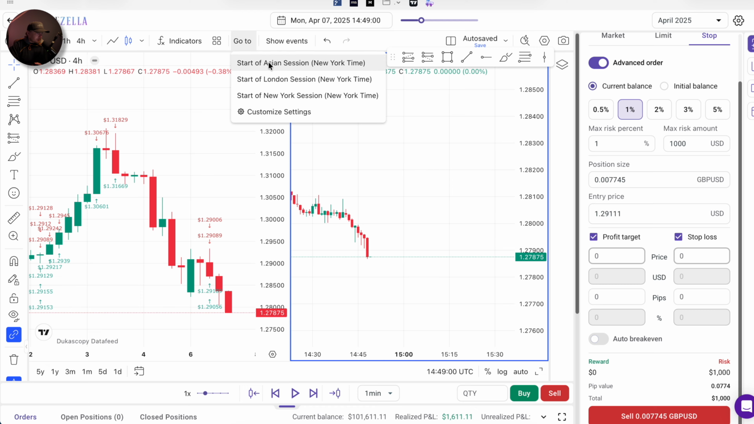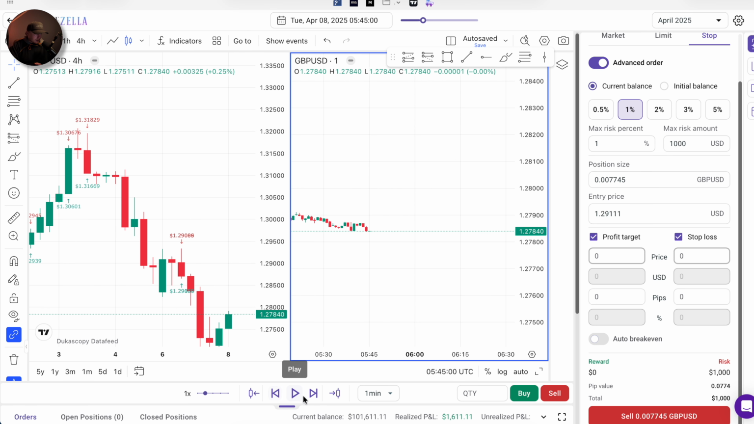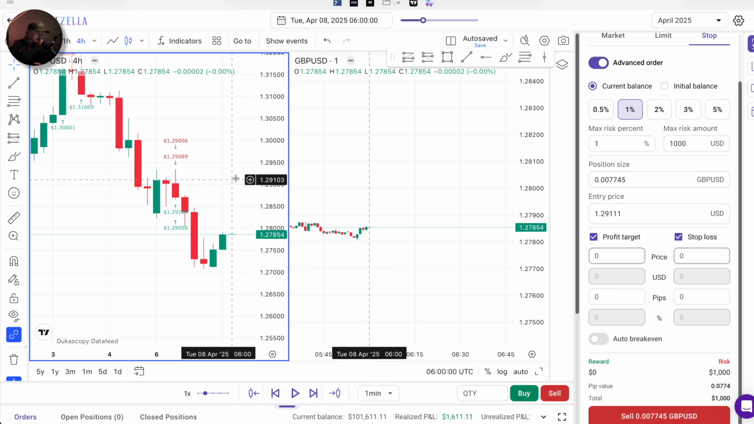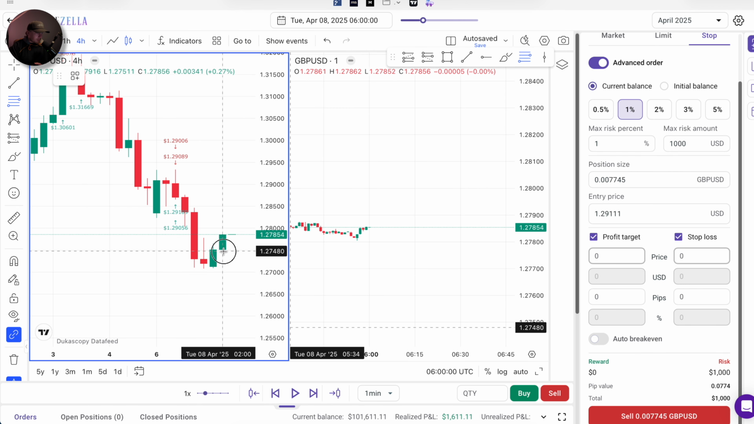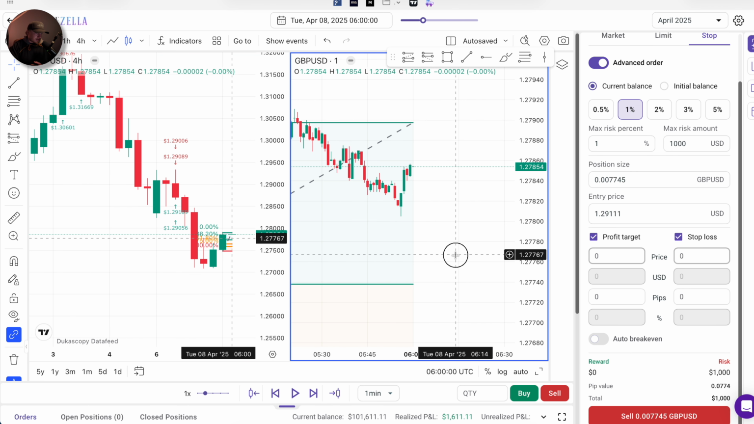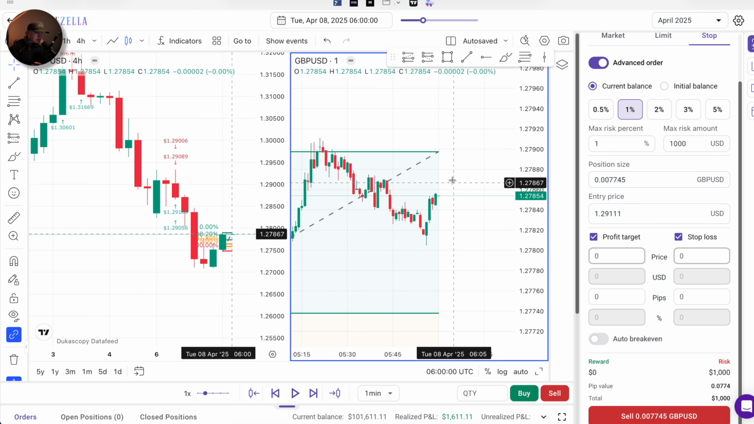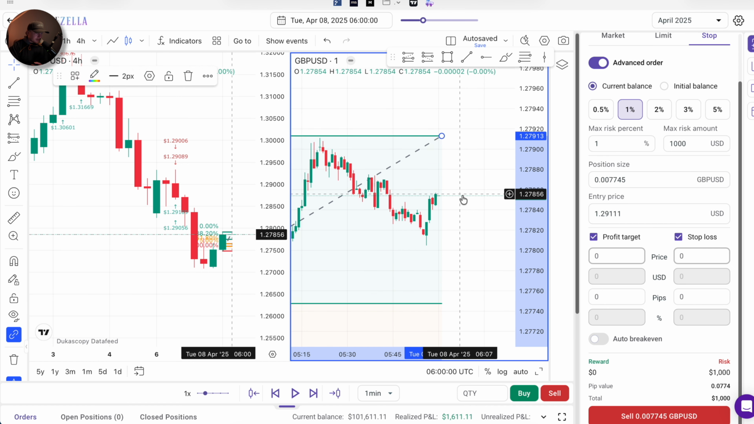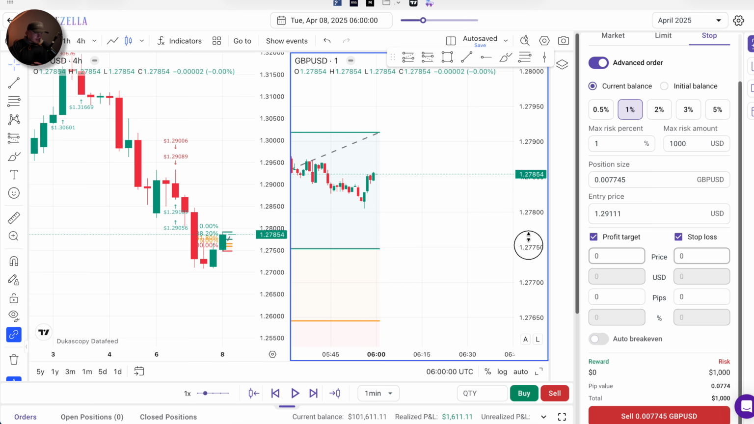Let's go forward to the Asian session. And let's keep going. Bullish candle. So we measure out the bottom to the top. 0% always at the top. 0% is our target. Include those wicks. And let's see what happens here.